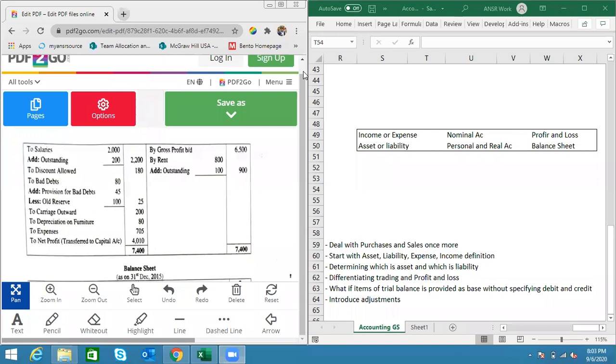Yeah, awesome. Journal entry. So the golden rules are: for a personal account, debit the receiver, credit the giver, and alternatively debit the debtor, credit the creditor. For a real account, debit what comes in, credit what goes out. For a nominal account, debit all expenses and losses, credit all incomes and gains.